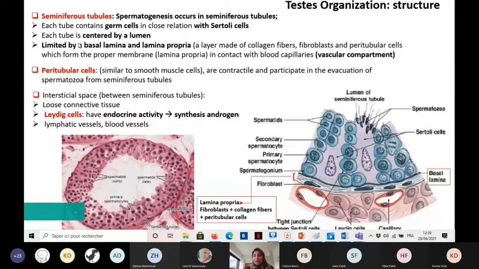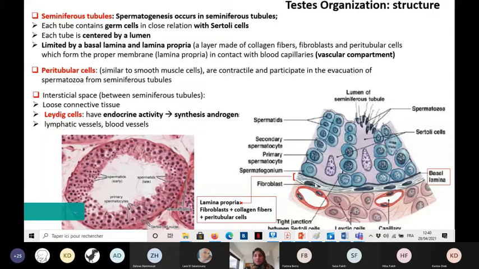Now, each seminiferous tubule is limited by a basal lamina and a lamina propria. The basal lamina is this line, like the basement membrane. This is the basal lamina of the seminiferous tubule, and a lamina propria. The lamina propria is composed of fibroblast cells, collagen fibers produced by those fibroblast cells, and another type of cells, which are the peritubular cells, which we call also the myoid cells. So inside of this lamina propria, we'll find collagen fibers, fibroblasts, and also peritubular cells.